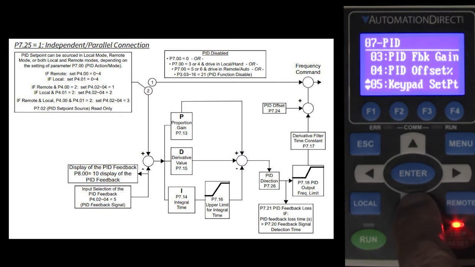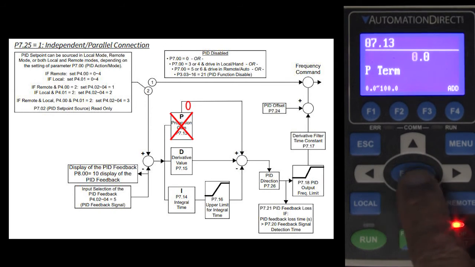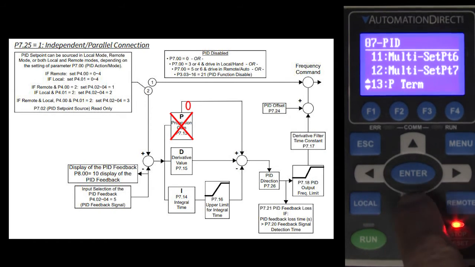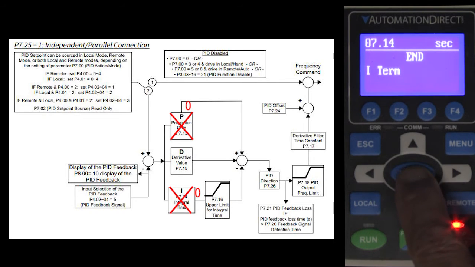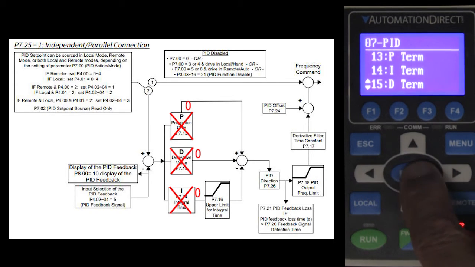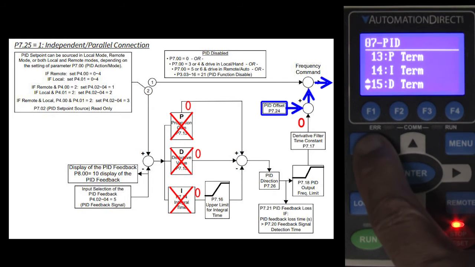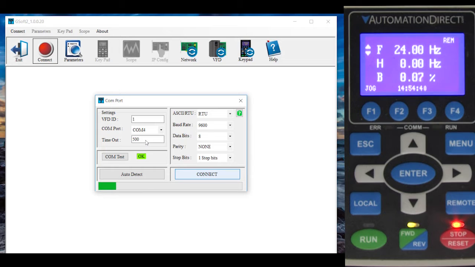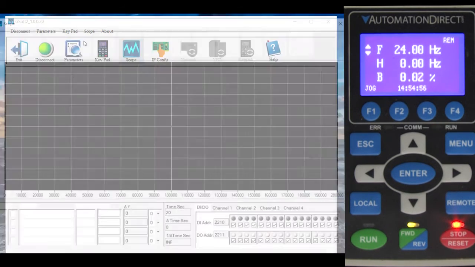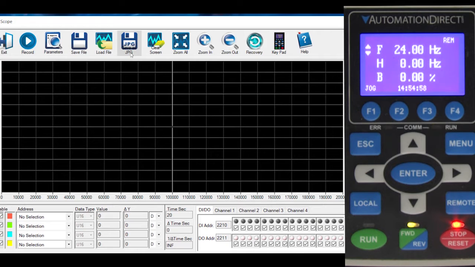Let's try it. Let's go to parameter 713 to set P to 0, parameter 714 to set I to 0, and parameter 715 to make sure D is 0. So now only the offset should affect the drive's output. I'm going to bring up the GSoft 2 application, connect to the drive, and open up the scope function so we can watch all of this graphically.